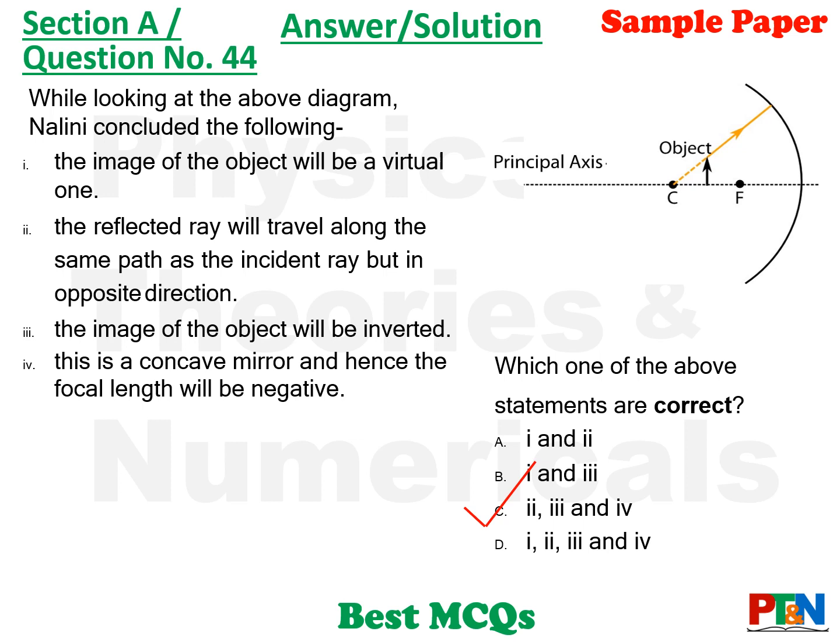Statement number 2. The reflected ray will travel along the same path. Yes, because it is going through center of curvature. So ray passing through center of curvature will come back at the same path. The image of the object will be inverted. Yes, it will be a real image, so it will be inverted. And it is a concave mirror and hence the focal length will be negative. Yes, that's the rule. For a concave mirror, focal length is negative. So statement 2, 3 and 4 are correct. That is option C here.